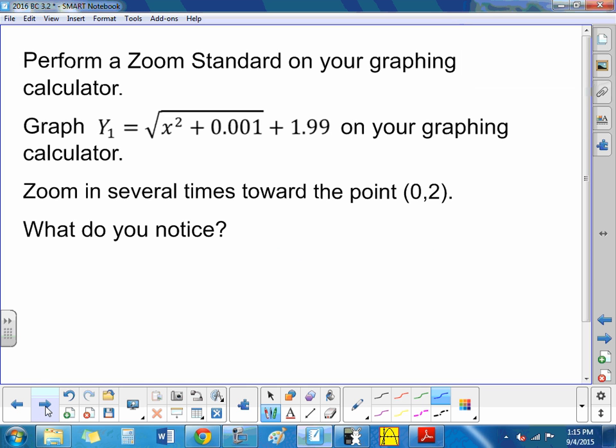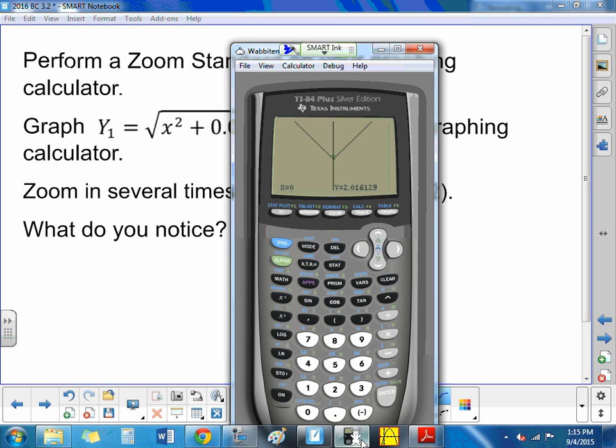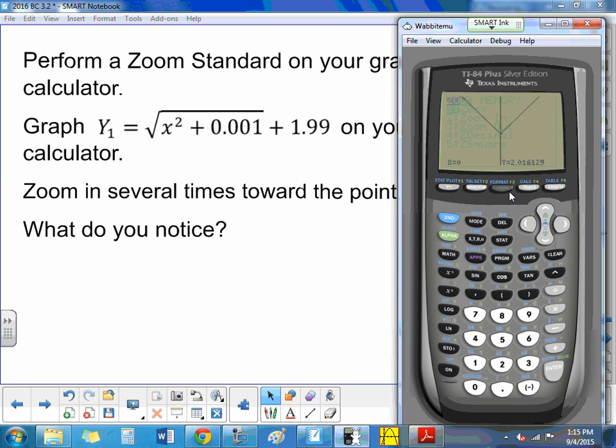Let's switch it up now, and let's graph this function. Let's go ahead and do zoom standard and zoom square again. So zoom options 5 and 6. Okay, that's the old graph. Let's put in a new one. Clear this out. We're going to do square root of x squared plus 0.001, plus 1.99. Graph. Zoom standard, and zoom square.